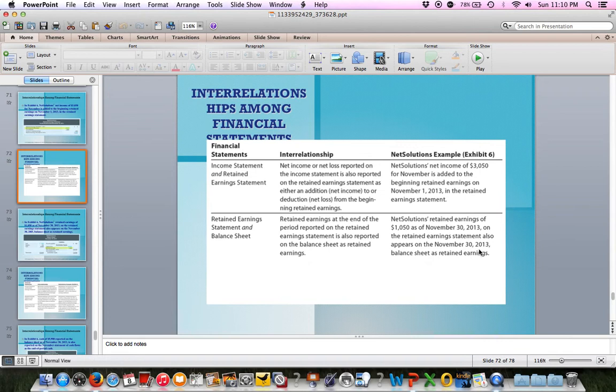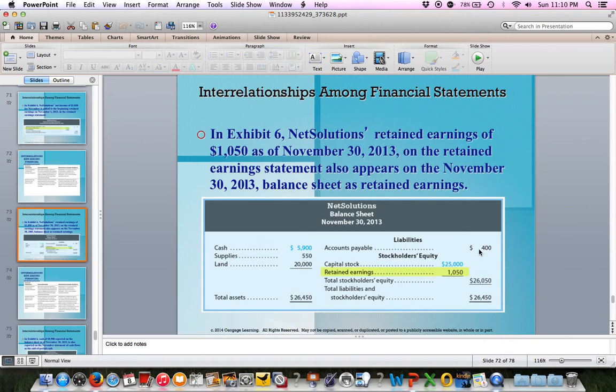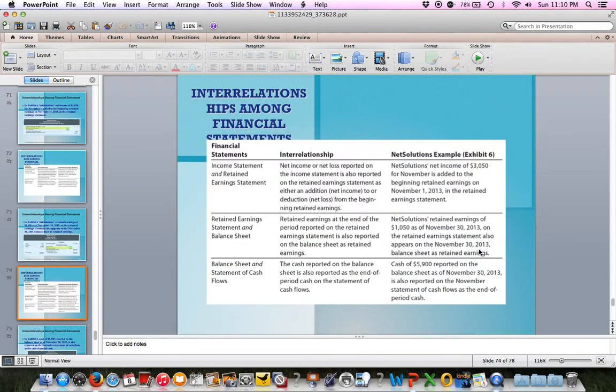Okay, so then whatever the ending retained earnings number is then goes to the balance sheet. So the ending balance of retained earnings was $1,050, and that's what you see on the balance sheet. Then also the $5,900 is also what the ending balance of cash is in the cash flow statement. And that's what they're going to tell us right here.